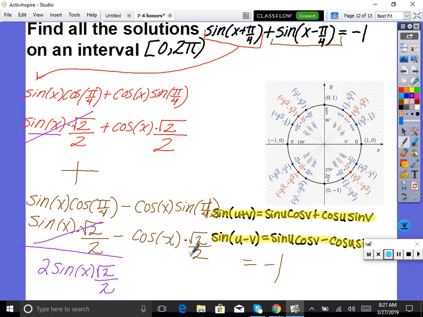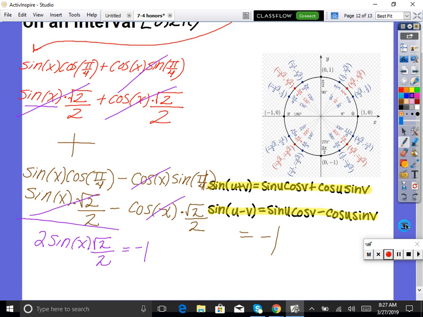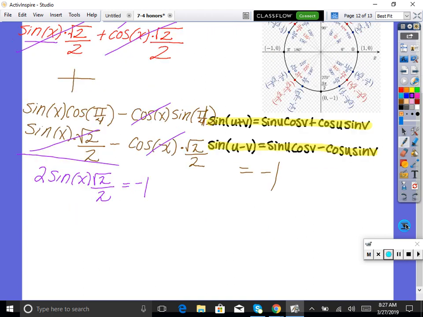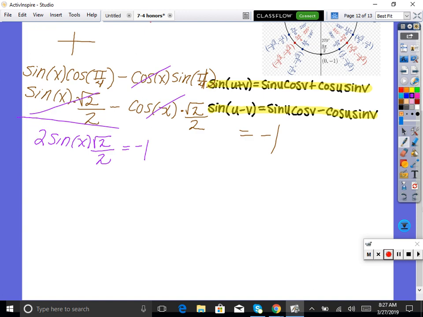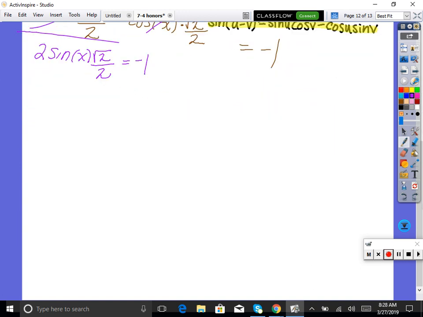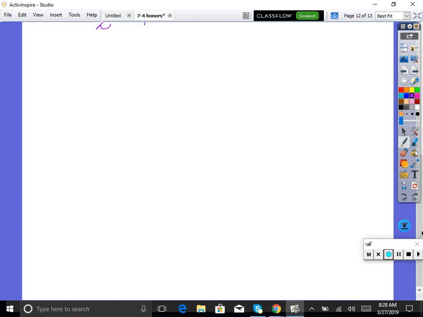So what happens with those? Yes, they add up to be 0 because look, they're opposites. And then what does this equal? We were told it was equal to negative 1. Alright. So what do we see happening here? 2 sine of x times root 2 over 2. Mathematically, what is that? Yes, we're going to need to isolate the trig function.